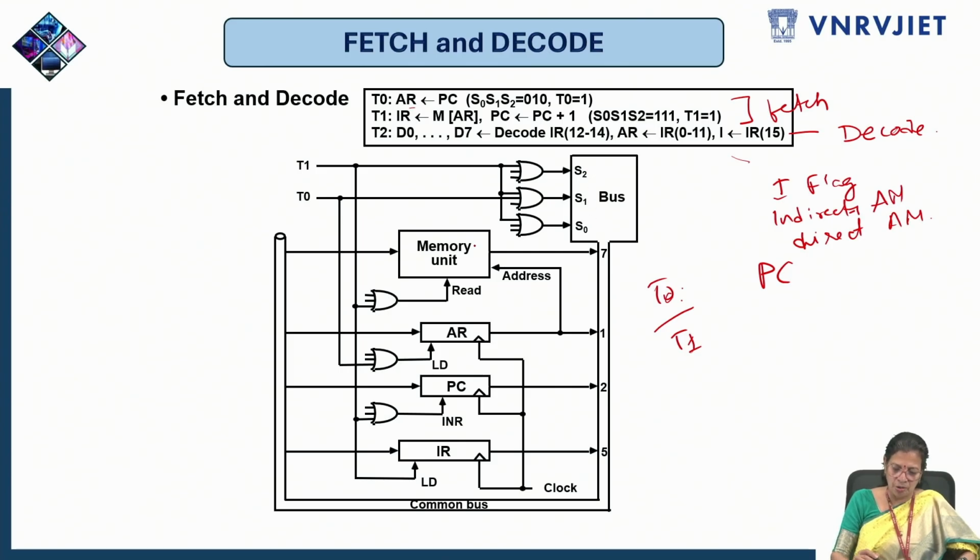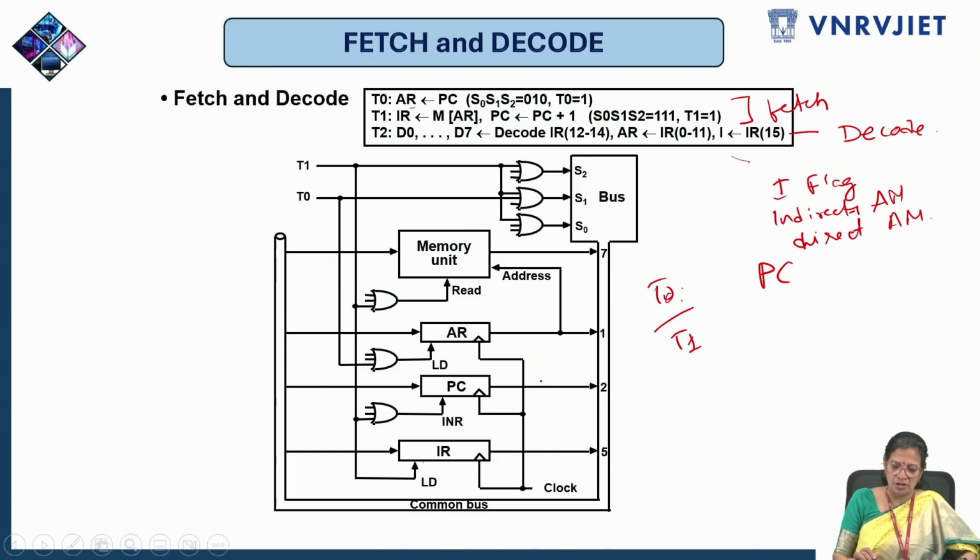And if it is memory read, we have AR associated here, PC associated, IR associated. So the first thing that happens is PC contents will be transferred to AR. Once that is done, during the next clock cycle, the contents from memory pointed by AR will be read into IR. Okay, it's a bidirectional bus, right?